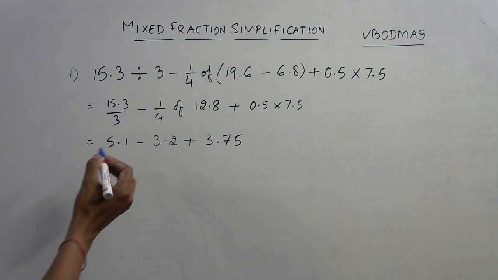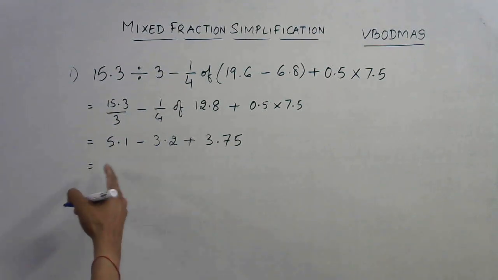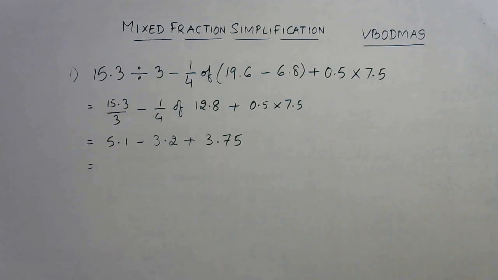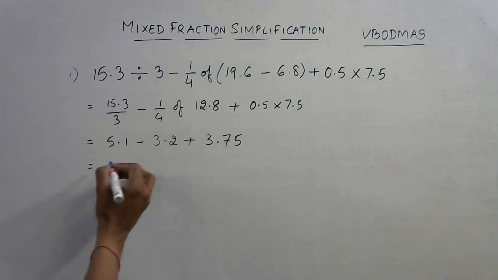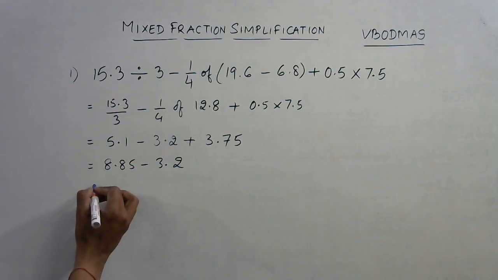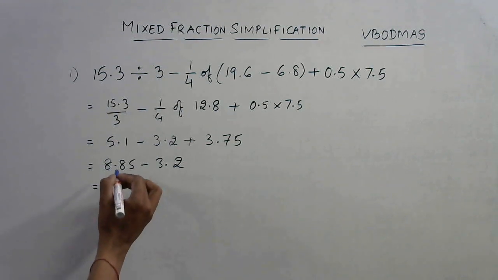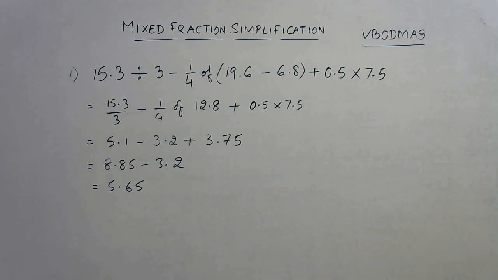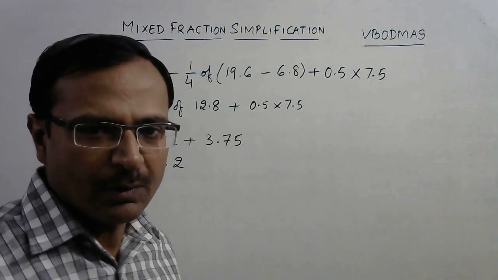And now it's a simple question of addition and subtraction. We can subtract these two numbers, or we can add these two numbers and then subtract this. Whichever way you feel comfortable. I'm adding it, 8.85 minus 3.20. So this is a very simple question. Now the final answer will be 5.65. Now friends, this is a simple question of VBODMAS application, and now once you are aware of this rule, we can get on with some higher problems of VBODMAS.